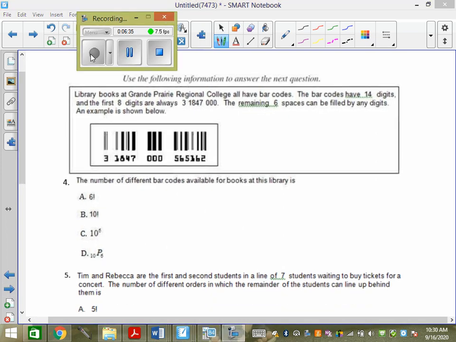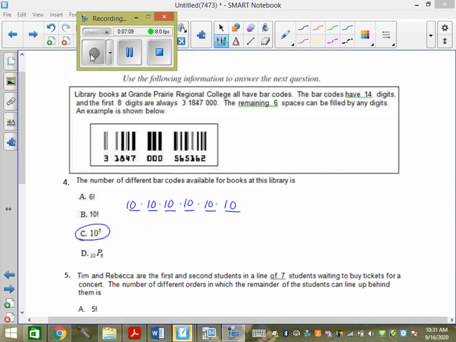So we have library books at Grand Prairie Regional College. All have barcodes. Barcodes have 14 digits, and the first 8 digits must be 3, 1, 8, 4, 7, 0, 0, 0. So the first 8 digits, one option each. The remaining 6 must be filled with anything else. The number of different barcodes. Does it say they can't repeat? No, so it's going to be 10, 10, 10, 10, 10, 10. So that's 10 to the 6.